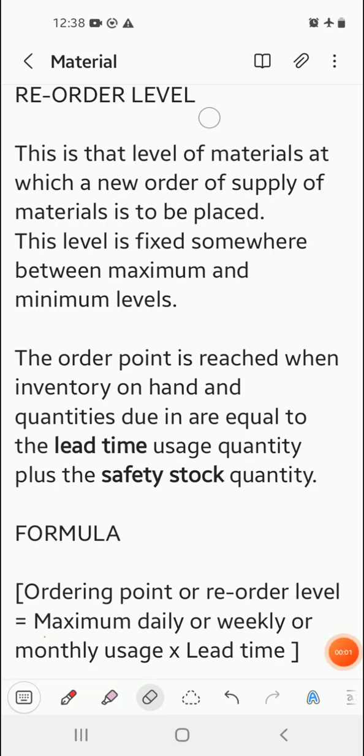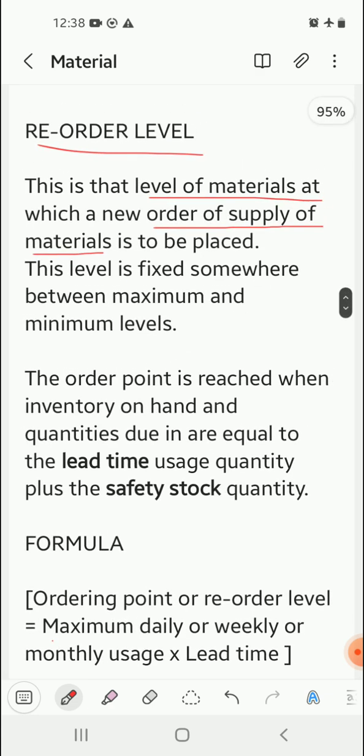Today's topic is reorder level. Now, this is a very important part when it comes to material accounting. This is the level of materials at which the new order of supply of material is to be placed. That is, there is some point of time when we feel like there is a requirement to place fresh orders. So, this is what is the reorder level.